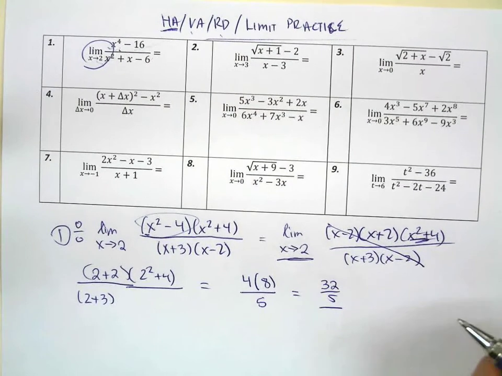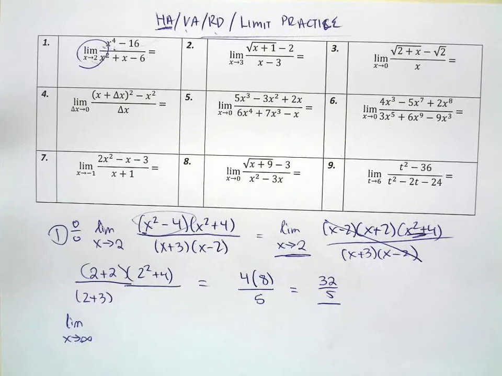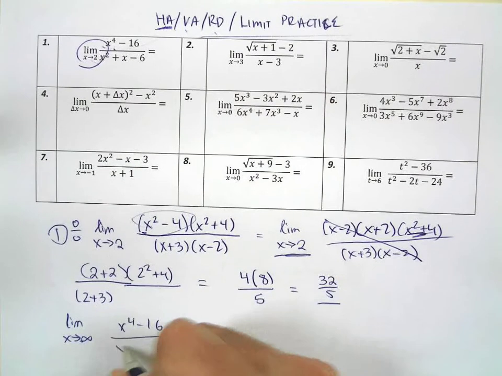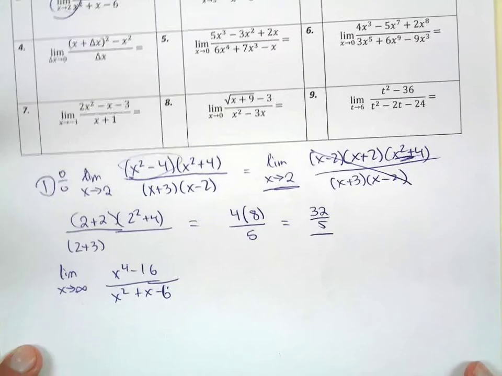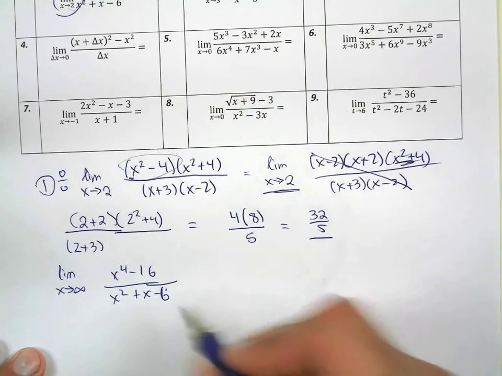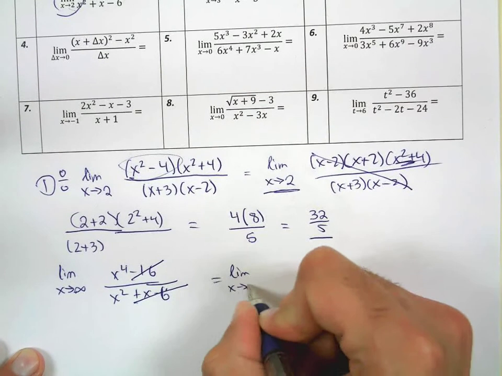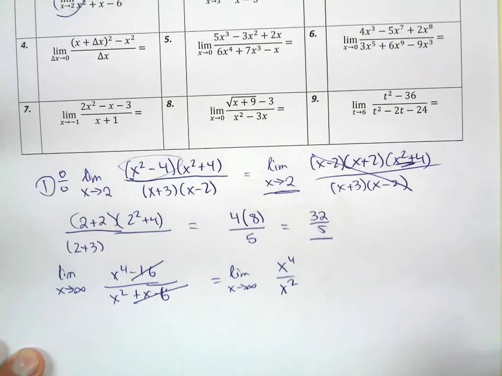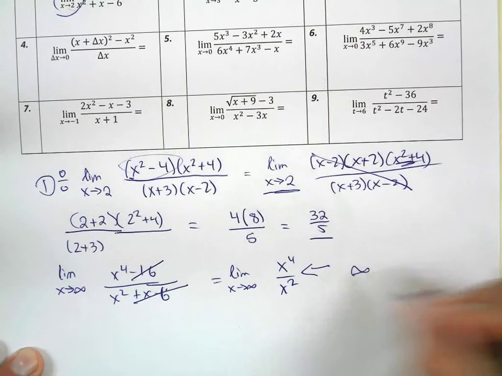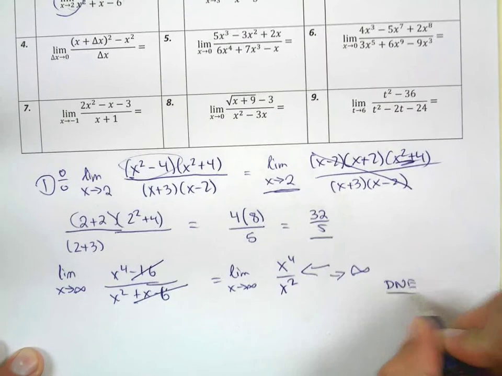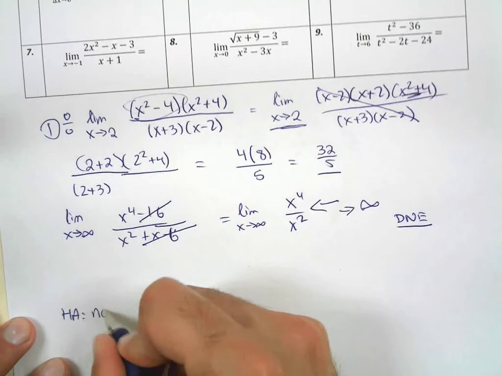Now let's find the limit as x approaches infinity. As x approaches infinity, that means I look at the largest stuff. Just the largest on top, and just the largest on the bottom. What can I cross off? Good, that's right. I cross this stuff off, this stuff off. I'm left with the limit as x approaches infinity of x to the 4th over x squared. Which one's bigger? That's right. The one on top is bigger, and since that's bigger, we know that the limit goes to infinity, which means that it doesn't exist. So that means we have, right over here, none. We have no horizontal asymptotes.